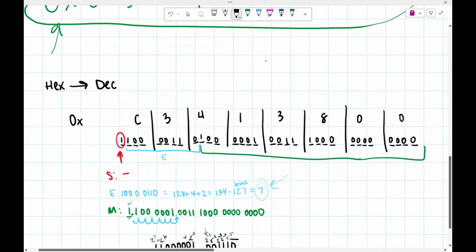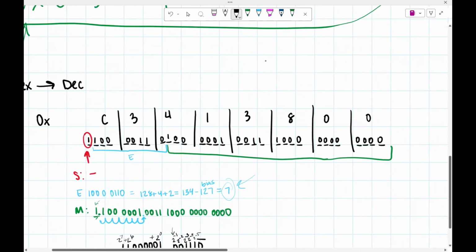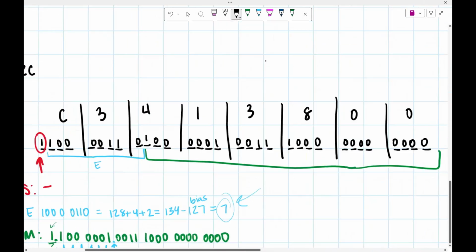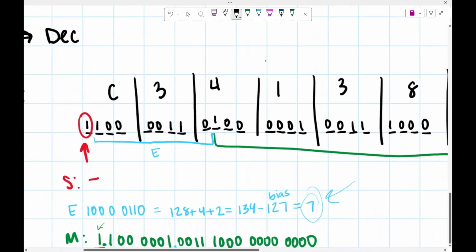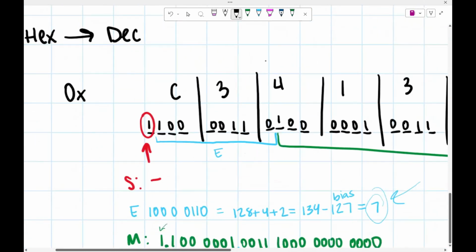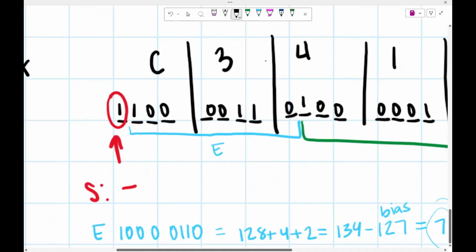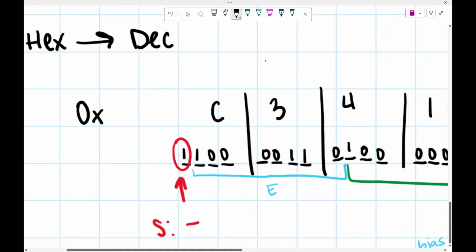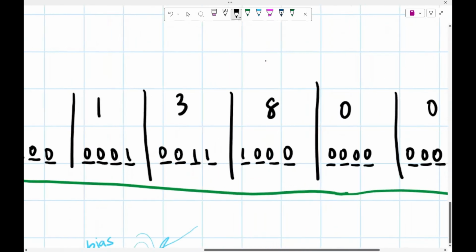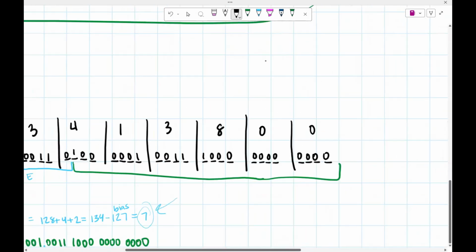We took our given hexadecimal number, and we converted it into binary for each bit. So each hexadecimal digit gets 4 bits in binary. We convert that with regular conversion. So C became 12 over here, 3, 4, 1, 3. This is 8, and then the rest are zeros.